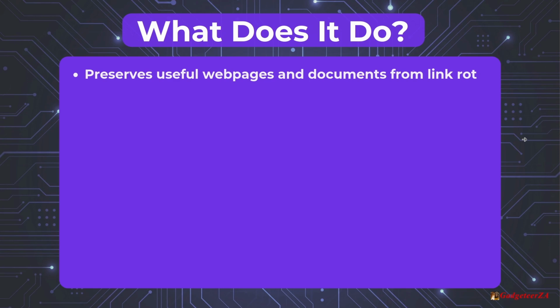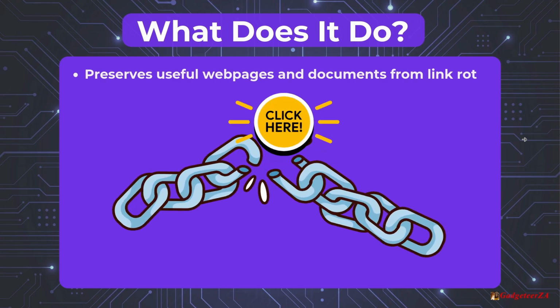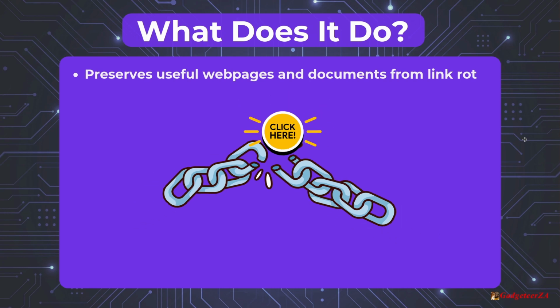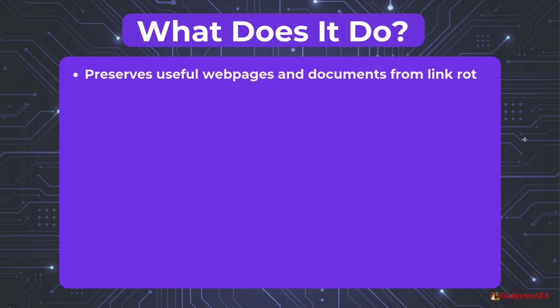So yes, the first point there, preserves useful web pages and documents from link rot. That is primarily what the Internet Archive is also doing as far as the web pages are concerned. And link rot, of course, being pages that are here today that you've maybe shared in a social media post or referenced for some or other thesis or whatever the case is. And in a year's time or 10 years' time, those pages are gone.